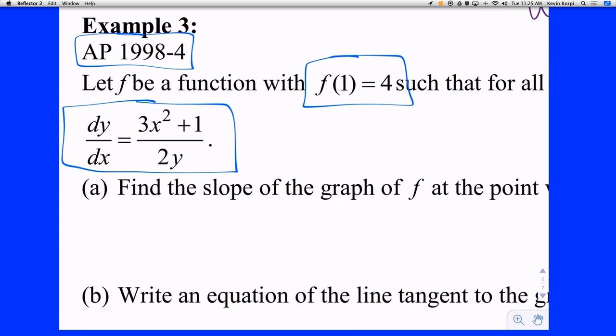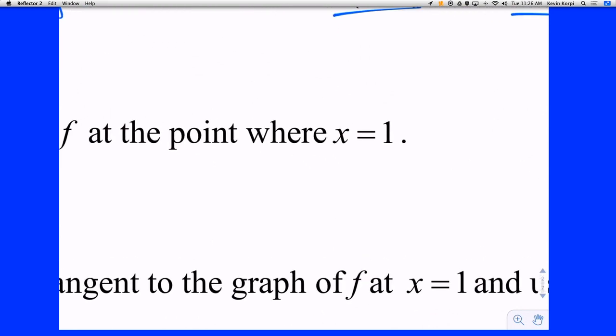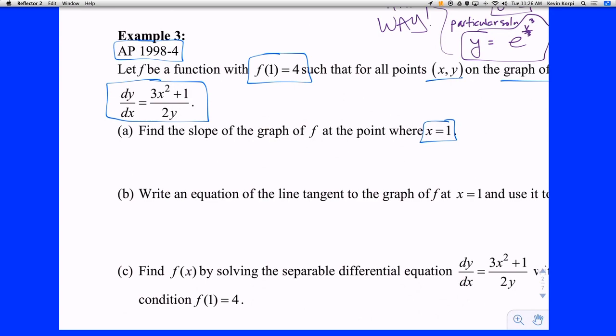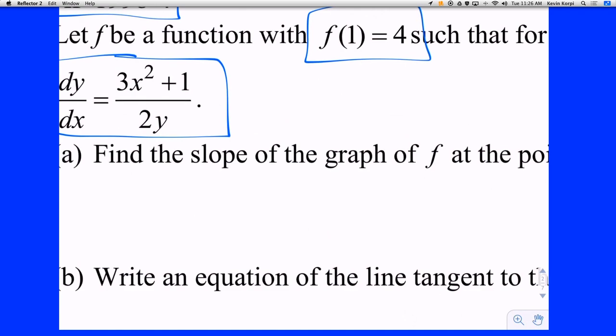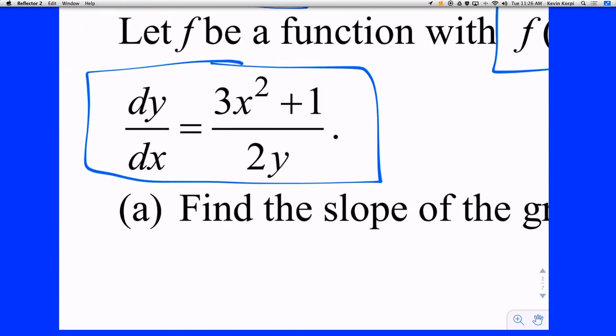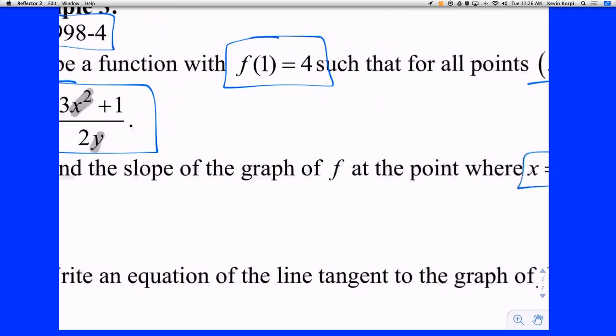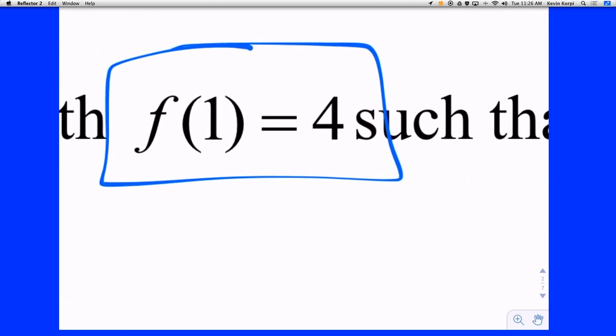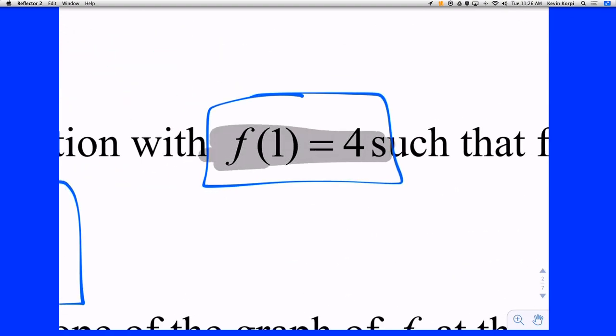Part A, find the slope of the graph of f at the point where x equals 1. Find the slope at a point, that's the derivative, right? Notice your derivative, though, unfortunately requires not just an x, it requires a y as well, and they only gave me an x value. How am I going to find the y value at x equals 1? Hey! Yeah, boom, there it is.